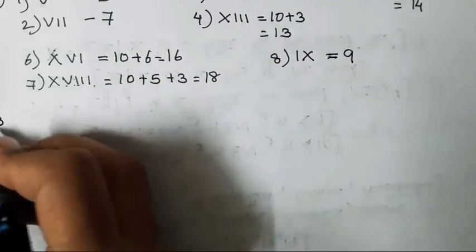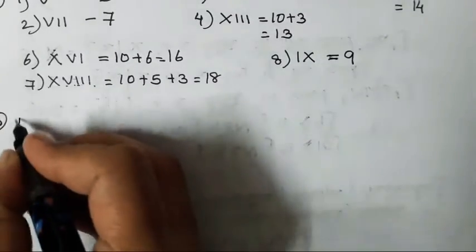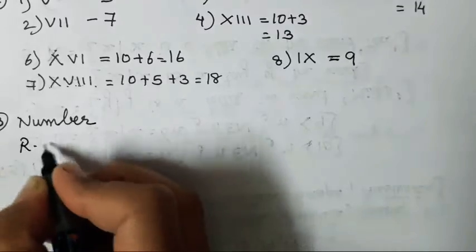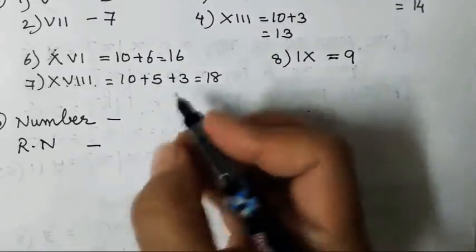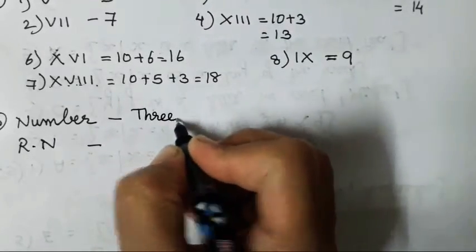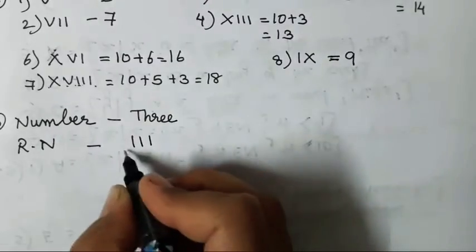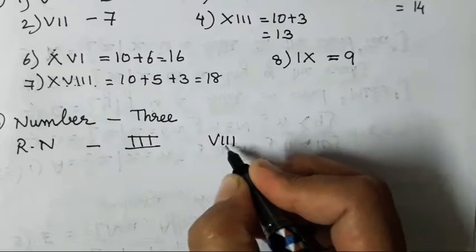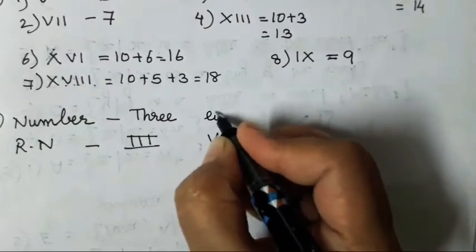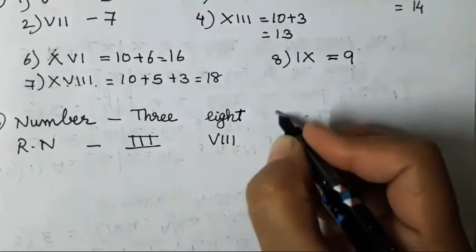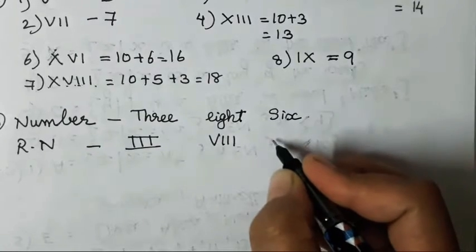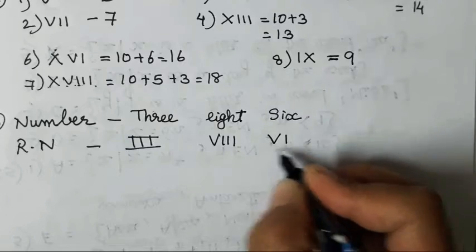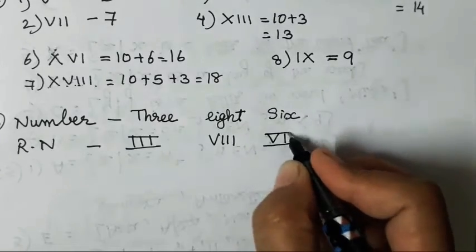Now the third one is fill in the blanks. Numbers have been given to you. You have to write the Roman numbers. Okay, so I'll write it in short form. 3 means 1, 2, 3. Next, this has been given. 5 plus 3 means 8. 6 is written. So for 6 you have to write 5 plus 1. So 5 plus 1 is going to be 6.